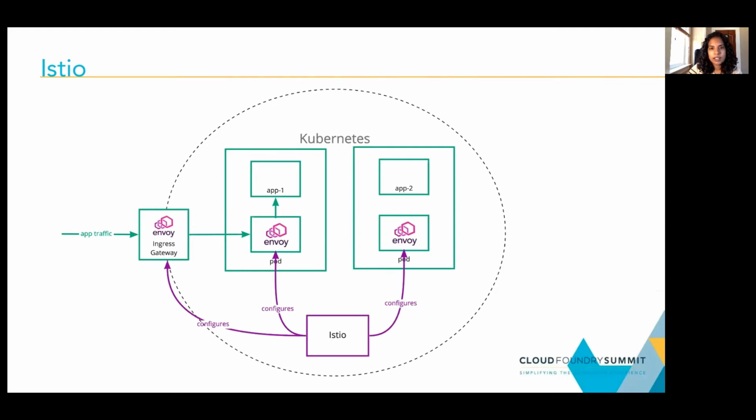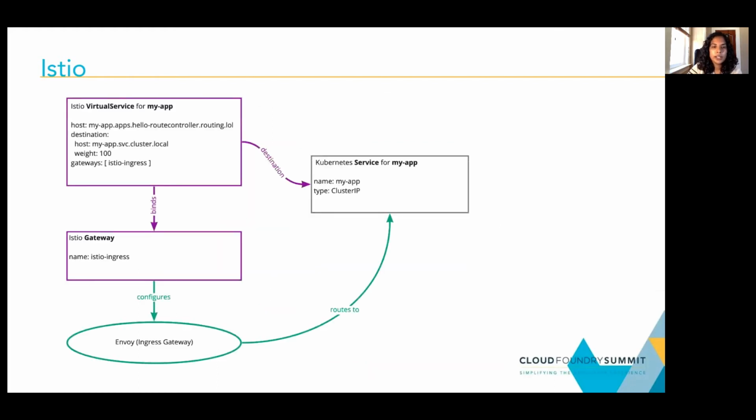These Envoy proxies are deployed both as sidecars to applications. You can see one on every app pod here, and as a router into the cluster. You can see the Ingress Gateway Envoy here. And Istio acts as the control plane for these Envoy proxies by configuring them. To zoom into the Ingress routing case, we have an Envoy proxy deployed as the Ingress Gateway, and the Istio custom resources are used to configure the Ingress Gateway to route to a backing service.